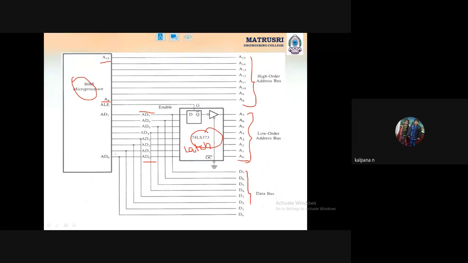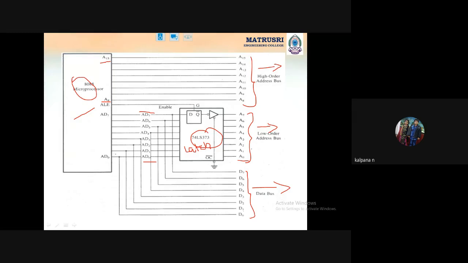And the rest are the data lines. After removing the A lines, what will be left? Data lines. So the data lines also connect directly to the interfacing device. So these all are the pins which we should connect before interfacing any device with the 8085 microprocessor.